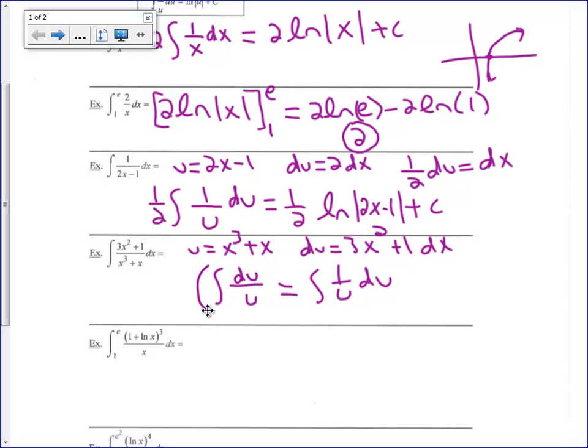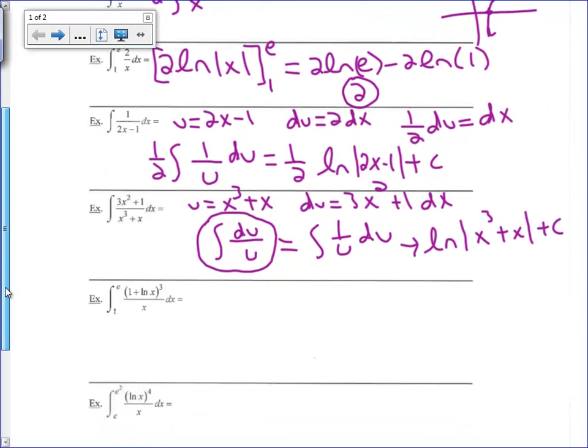I actually prefer this form right here. If you have a derivative on top of a function, that is going to be a natural log integral all the time. So this is going to be the natural log of the absolute value of u, where u was x cubed plus x. And then we'll put our plus C so I don't get a minus 1 on my test. Let's take a look at a definite integral.